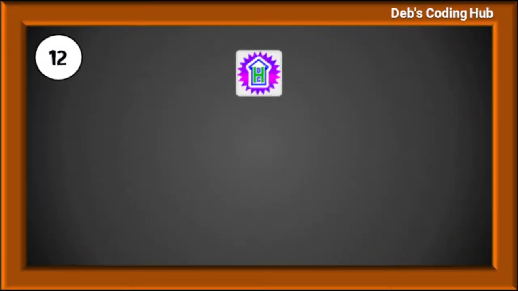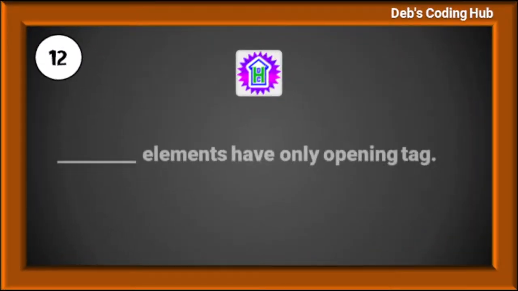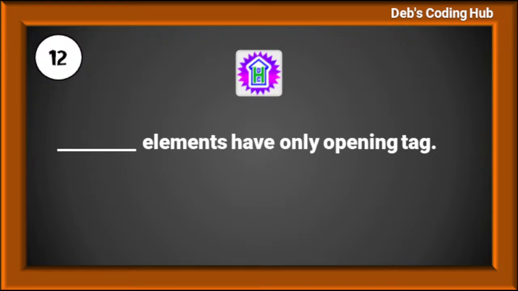The next question is question number 12. Dash elements have only opening tag. Remember, the elements that have both opening tag and closing tag are called container tags. So these are called empty elements or empty tags.